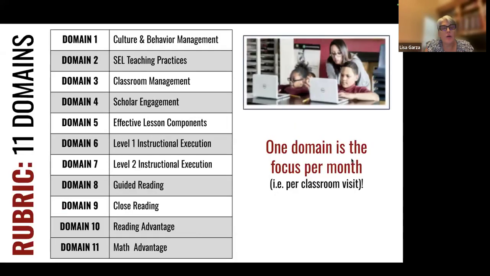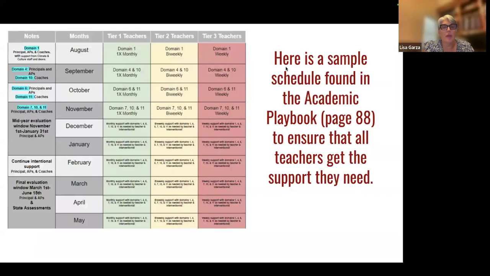Now, it's important for you to know that we have 11 domains in a rubric that you can access. In this rubric, it provides the focus for the observation. And so the coach goes in looking to find specific areas that they can coach the teacher on. So for instance, there are 11 domains, as you saw. And so each month there is a domain that they can focus on as a coach.